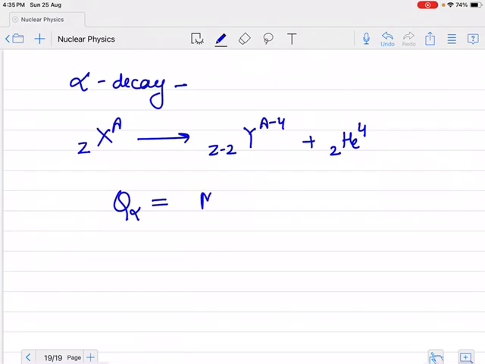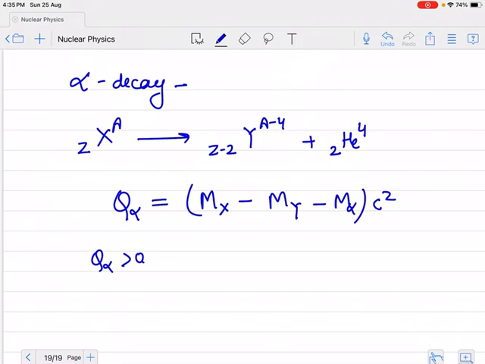It is nothing but mass of X minus mass of Y minus mass of alpha particle, times c square. Convert mass into energy from Einstein's mc square relation. Here c is the speed of light in vacuum and m are the masses of the particles X, Y and the alpha particle. For heavy nuclei, Q alpha is always positive, so the decay can occur spontaneously.